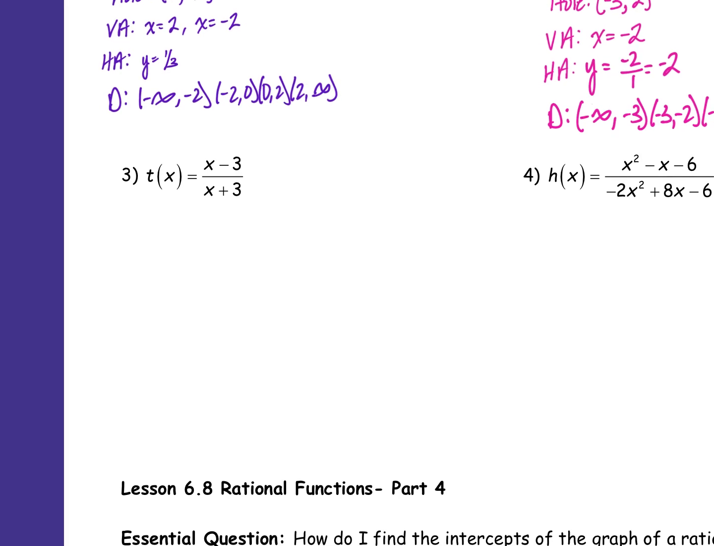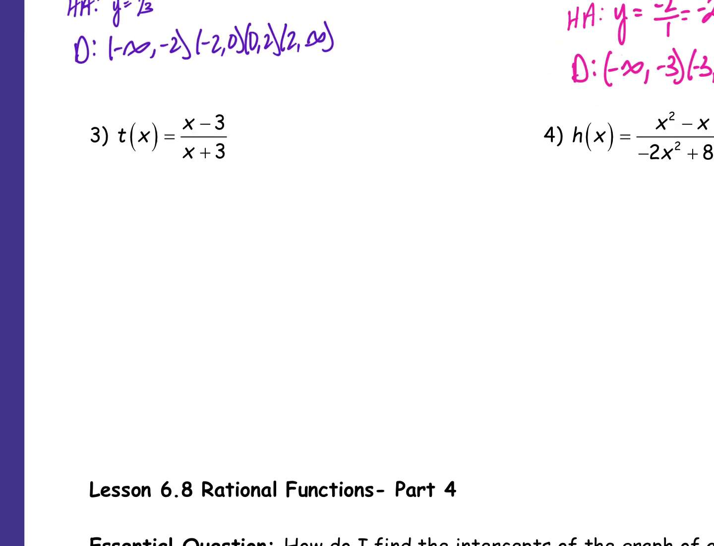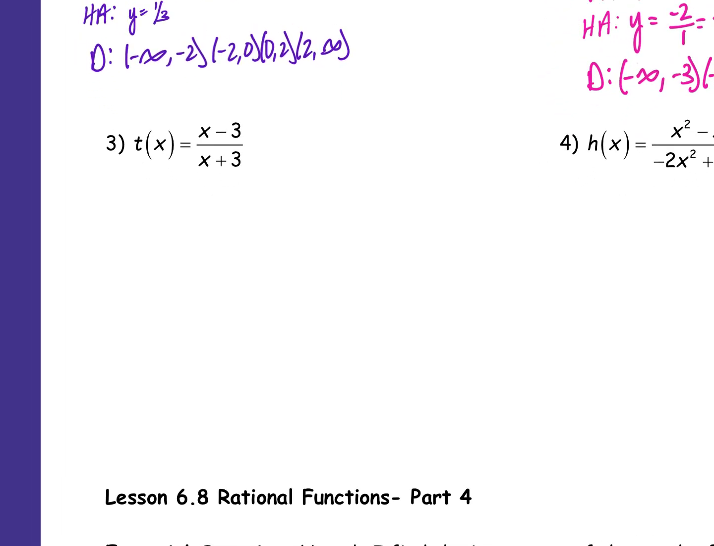All right, so let's go ahead and do the third one. And I can't simplify it. It's already simplified. Thank goodness. There's nothing I can do to the equation to make it easier. So do I have any holes? Did I cancel anything out? No. So there's no holes. None. Okay.